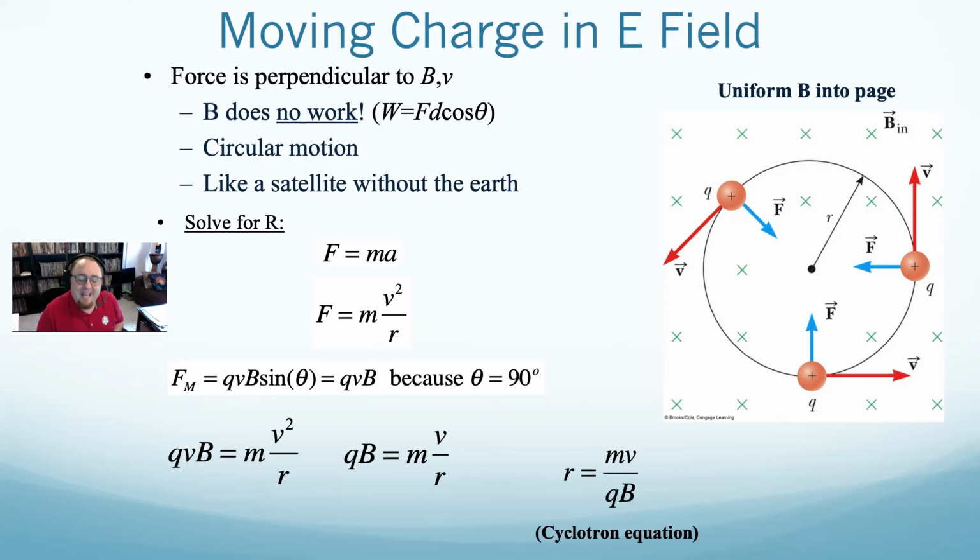Anytime you have a moving charge in a magnetic field, as long as V and B are perpendicular, it's going to make a circle. And the radius of that circle will be the mass of the charge times the velocity of the charge, divided by the charge of the charge and the magnetic field.